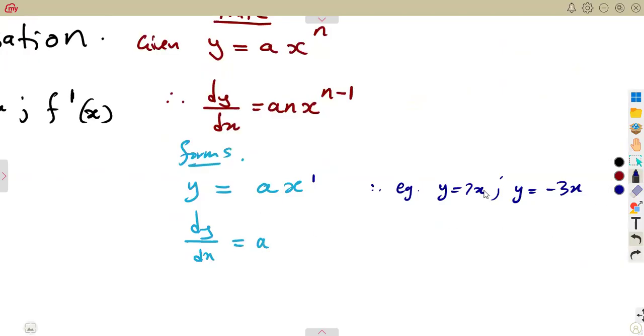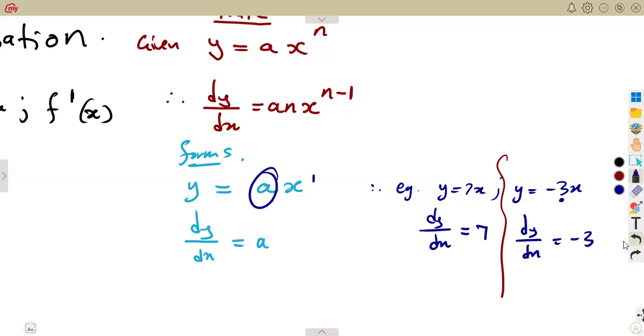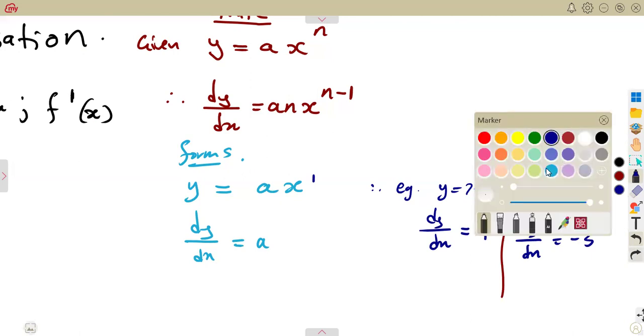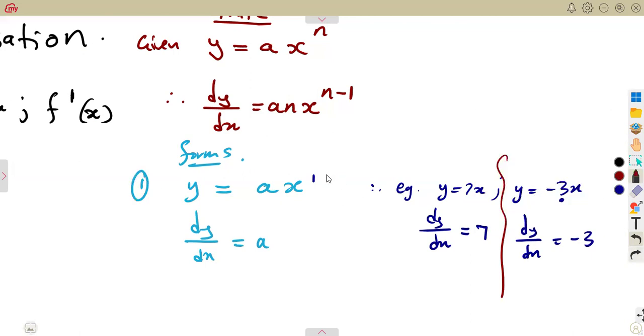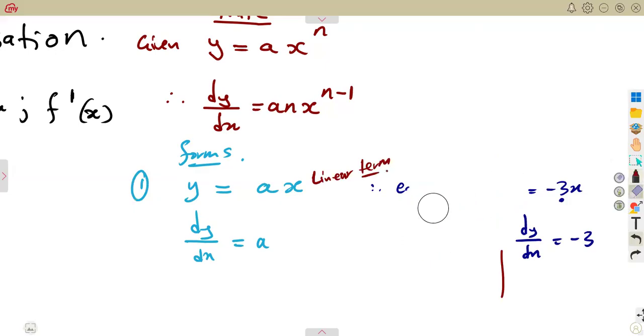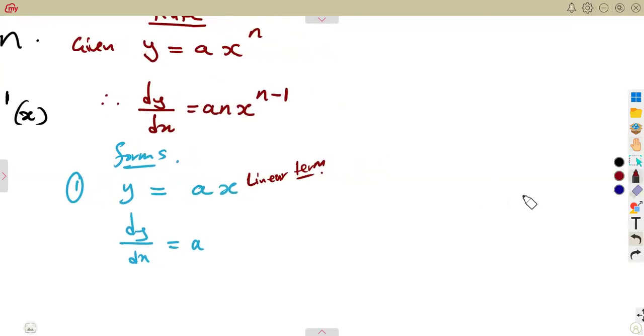So meaning to say, if I'm given a 7x like this, the derivative of y with respect to x is just going to be the constant, which is 7. The derivative of y with respect to x on this is just going to be a negative 3, which is the constant. So the first format that you need to know is referred to as a linear term, just like when you're dealing with those linear functions, y is equal to mx plus c. So even if we are given that, we just take our a as our gradient.